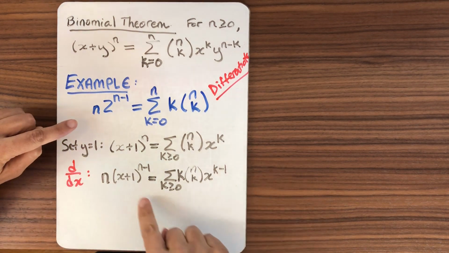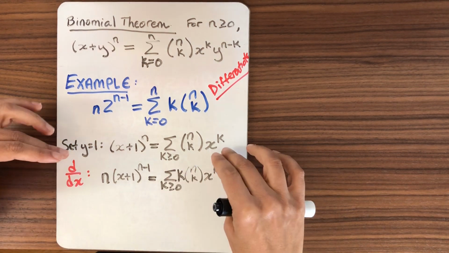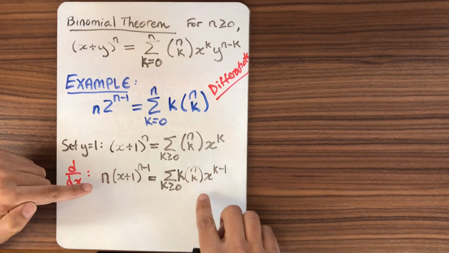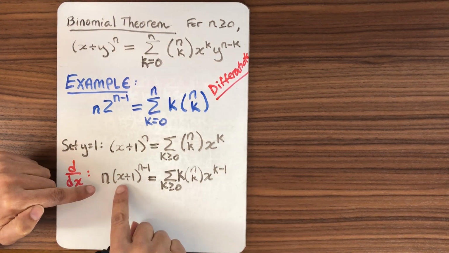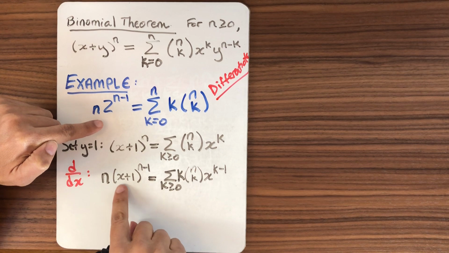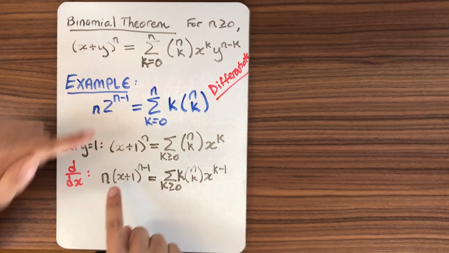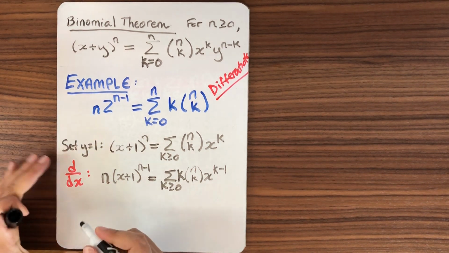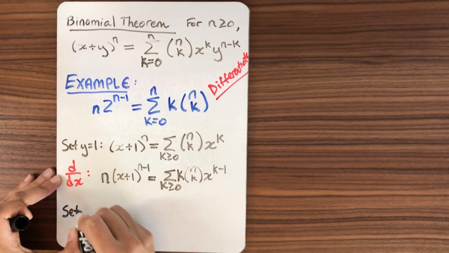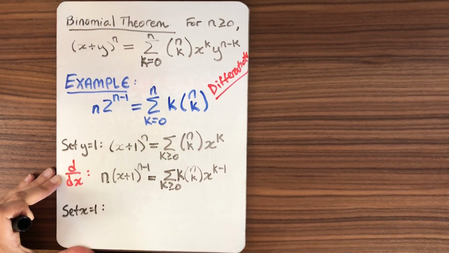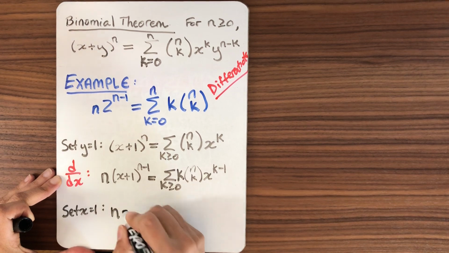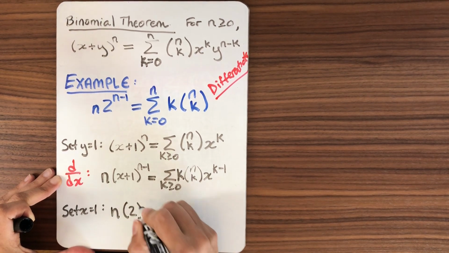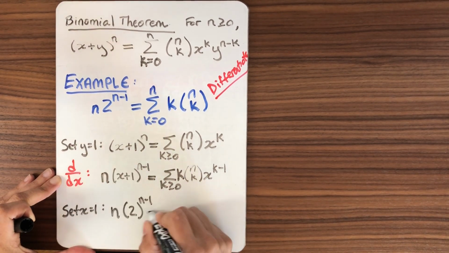Now let's compare. This is what we have, right? We started at the binomial theorem and we're trying to get to this blue statement. This is where we've gotten so far. What do we see? Well, we want to have a 2 to the n minus 1, so probably we should just set x equal to 1 now. Let's do that and see what happens. So the last step we're going to set x equal to 1. What happens? We get n times 2 to the n minus 1. That's good. That's what we wanted.